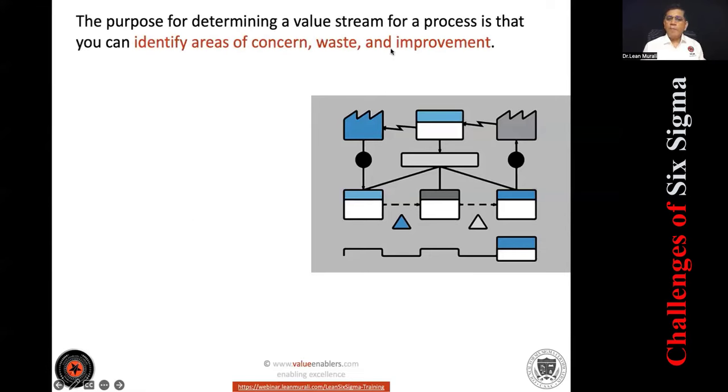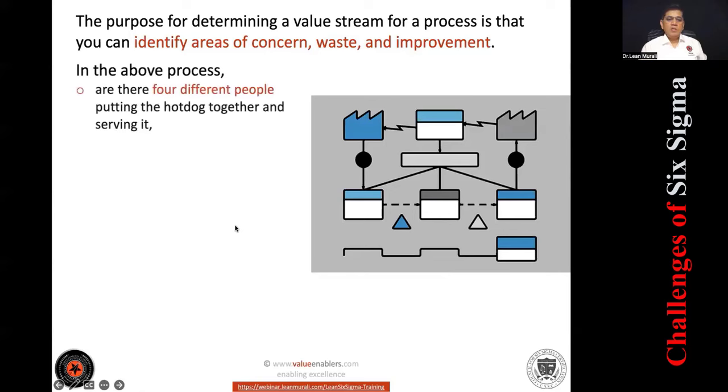Okay, now the purpose of determining the value stream of the process is that you can identify where in the information flow, where in the material flow we are spending time, wasting time, and where we really have to improve so that the flow can be smooth. And what are the improvement projects to be done? Should I improve the efficiency of the machines? Should I improve the skill of the people? Should I improve the layout of the workplace so that I can give the right product at world-class quality at a faster rate?